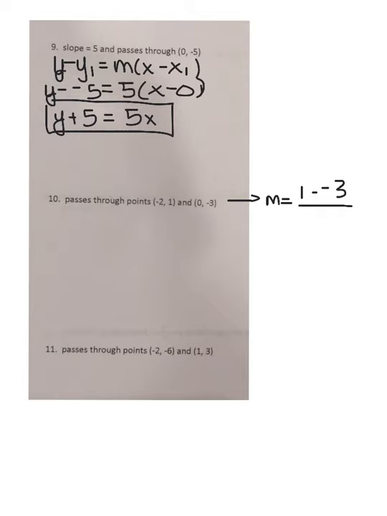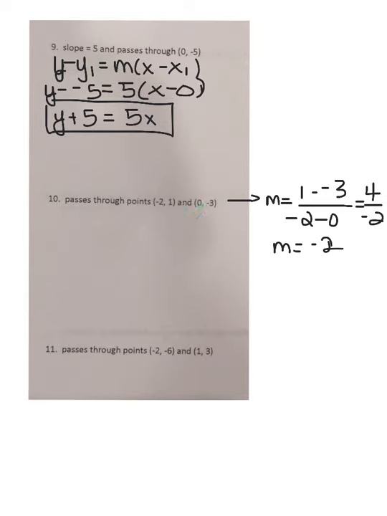So I am going to do negative 2 minus 0. So in the numerator, that's going to be 4, and in the denominator, that's going to be negative 2, which reduces to negative 2, right? So your slope is negative 2.